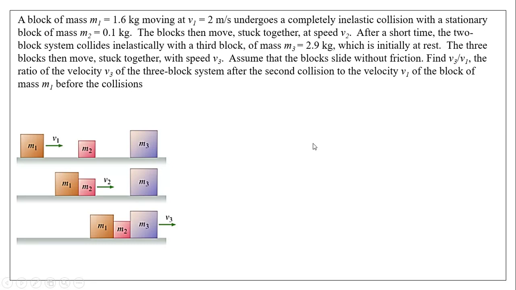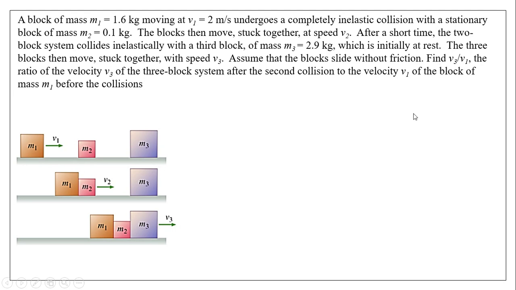So here in this particular one, we have a system of three blocks. I'll just give you the gist of it. M1, initially moving, is going to collide with M2. They'll get stuck together or couple together. And that system, after coupling together, will strike M3, and then all three will couple together. On that, it wants us to find the ratio of V3 compared to V1.